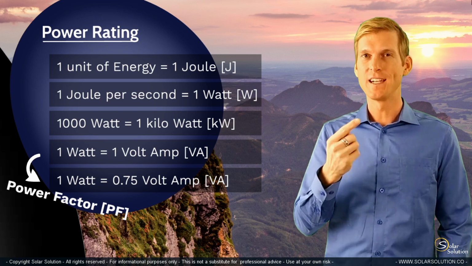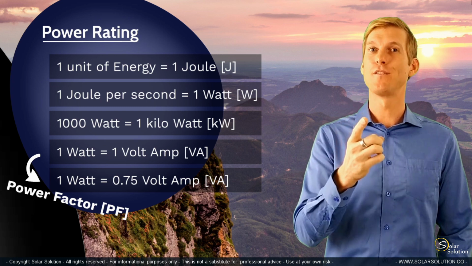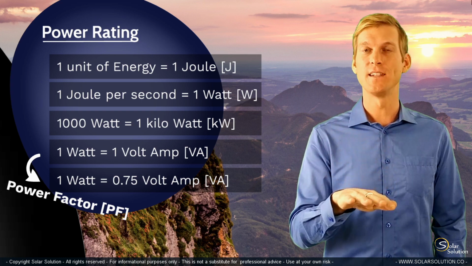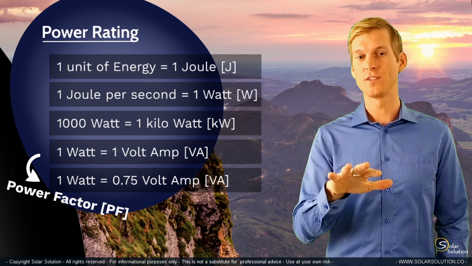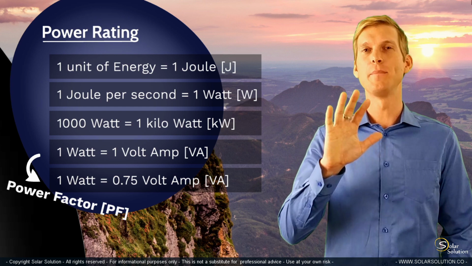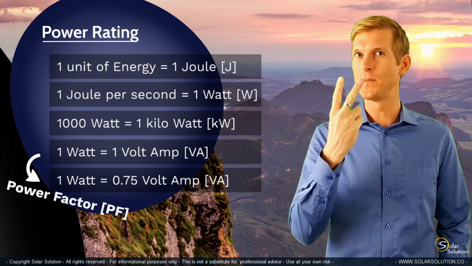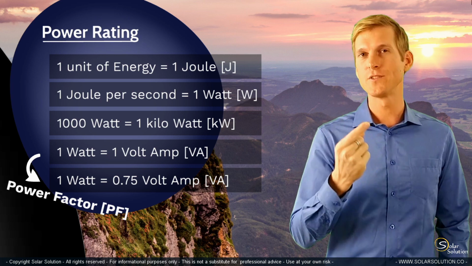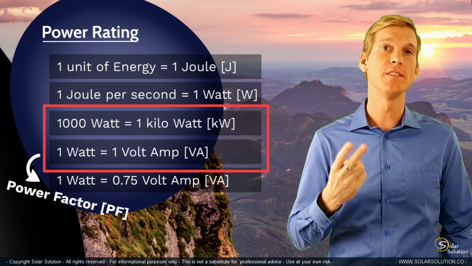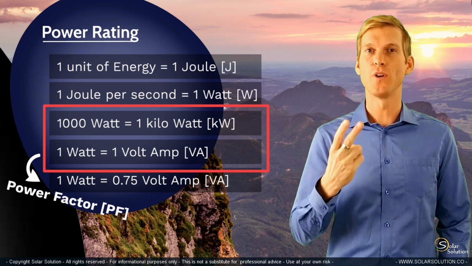So whatever you're connecting to the power source determines the power factor. It is not the power source itself. So it is not your generator that determines what kind of a power factor is applicable to your situation. I'll explain more about the power factor later on. For now, just remember these 2 things: 1000 watts equals 1 kilowatt, and under ideal situations 1 watt equals 1 volt amp.